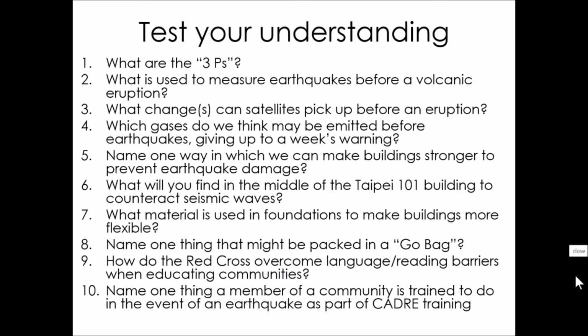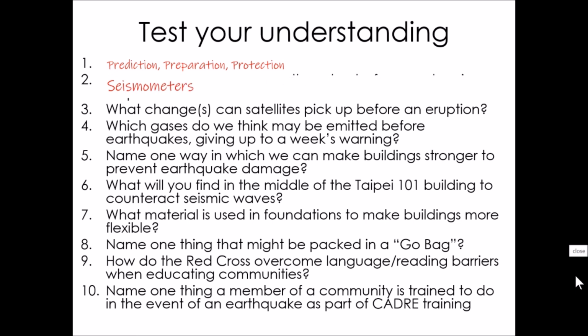Okay, so let's run through these one by one. So question number 1, what are the 3 Ps? You should hopefully, in any order, have prediction, preparation and protection. Remembering we also refer to monitoring when we think about prediction, but to keep it nice and simple, we look at those 3 Ps. Question 2, what's used to measure earthquakes before a volcanic eruption? Hopefully you came up with a seismometer as an answer to that.